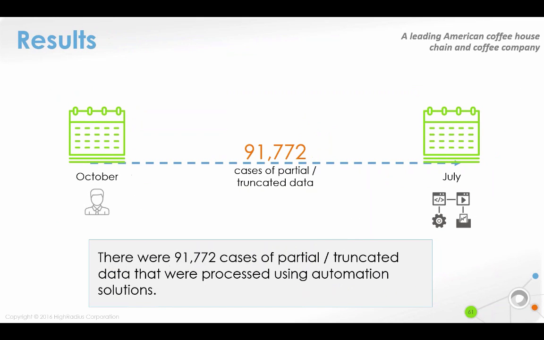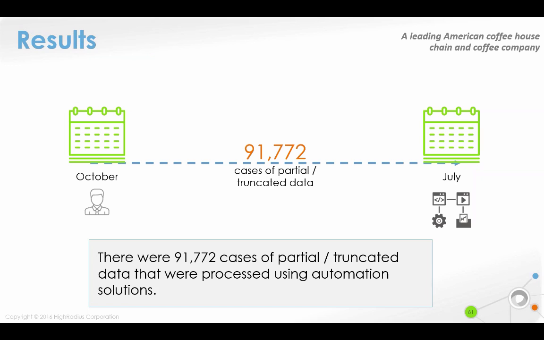Well, RPA to the rescue once again. And as a result, for all of these cases in which they had this partial data, this truncated data, the missing data, the system was able to process. So over the course of 10 months, after they installed this automation system, they were able to process 91,772 cases of partial truncated data straight through.